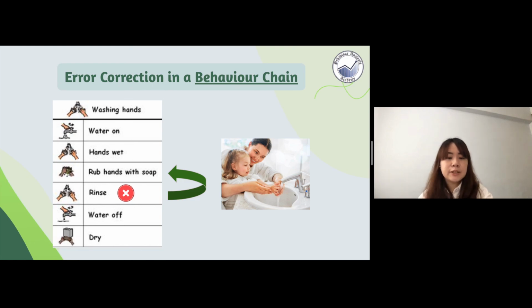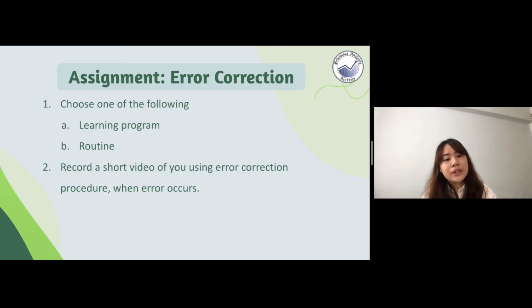Now, your assignment for this recording is to try to use the error correction procedure in your session. You can choose one of the following, either a particular learning program or a routine that you are teaching the child. Record a short video of you implementing the error correction procedure whenever an error occurs. I'm sure there will be errors within a learning program or routine. Try to practice that, because error correction is something that we have to use every day in our session. It's quite an important skill to practice.